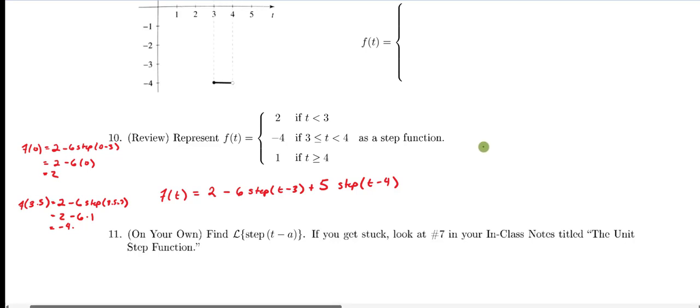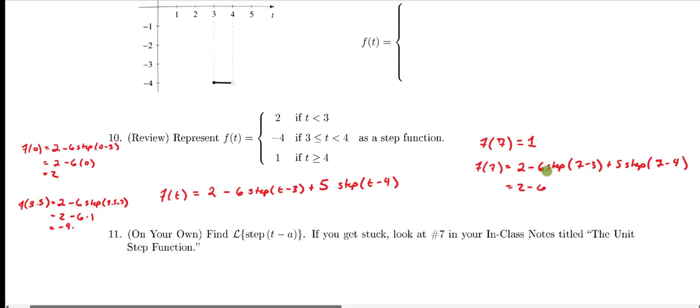Again, it's worth checking that this function still works. If we were to plug in, say, the value of 7 into this function, we want it, based on the description of the piecewise function, to go ahead and output a 1. But we can confirm that, because if we plug a 7 into our step function, this would be 2 minus 6 times the step of 7 minus 3, plus 5 times the step of 7 minus 4. So we get the 2 that's always being broadcasted. We also get the minus 6 that we start broadcasting when t is 3 or greater. And then we get the plus 5 that we start broadcasting.